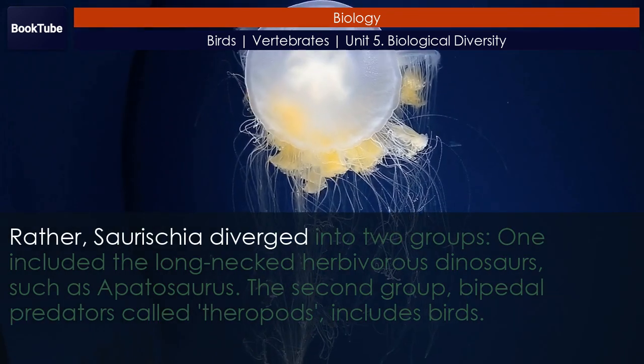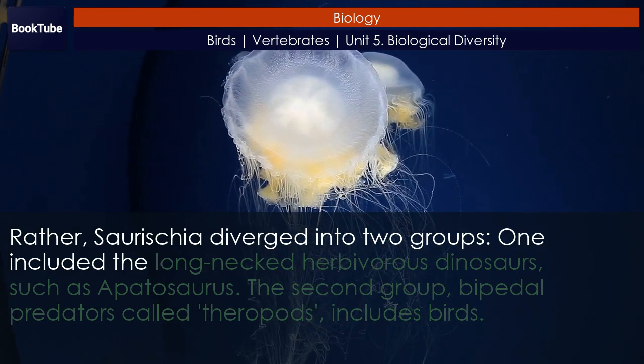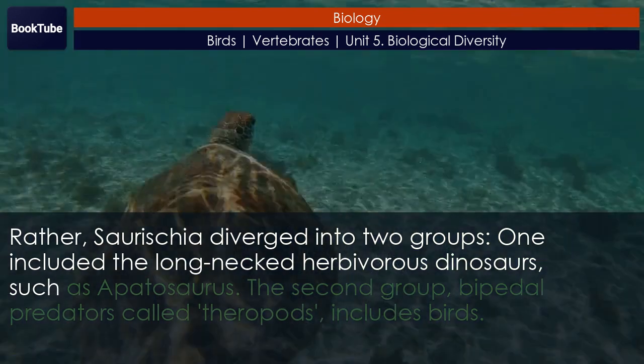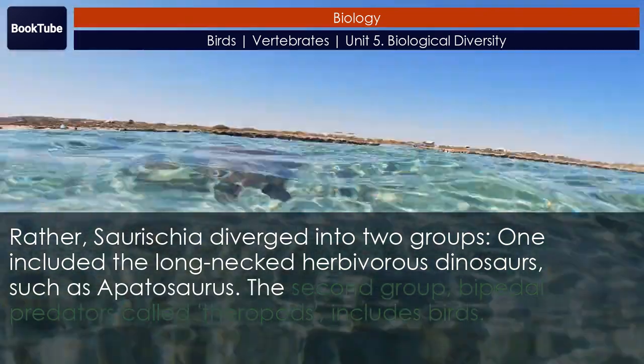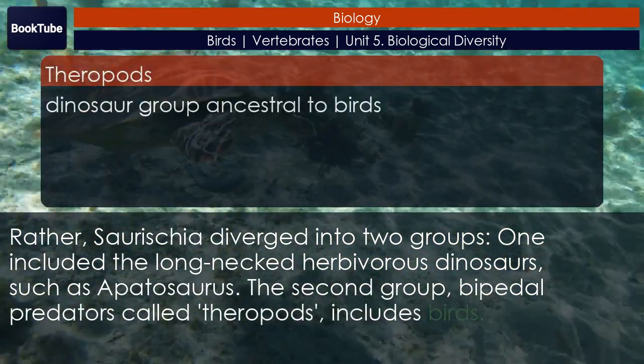Rather, Saurischia diverged into two groups. One included the long-necked herbivorous dinosaurs, such as Apatosaurus. The second group, bipedal predators called theropods, includes birds.